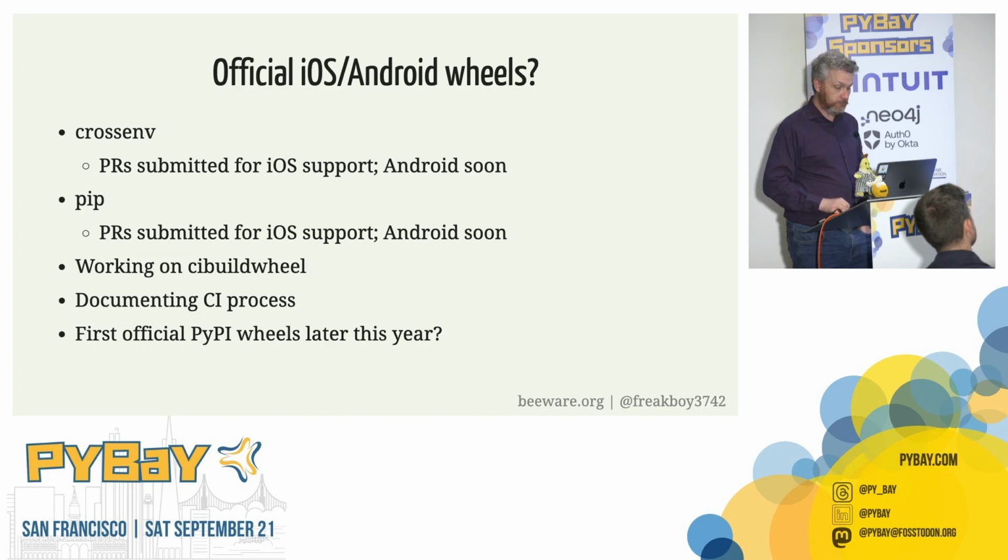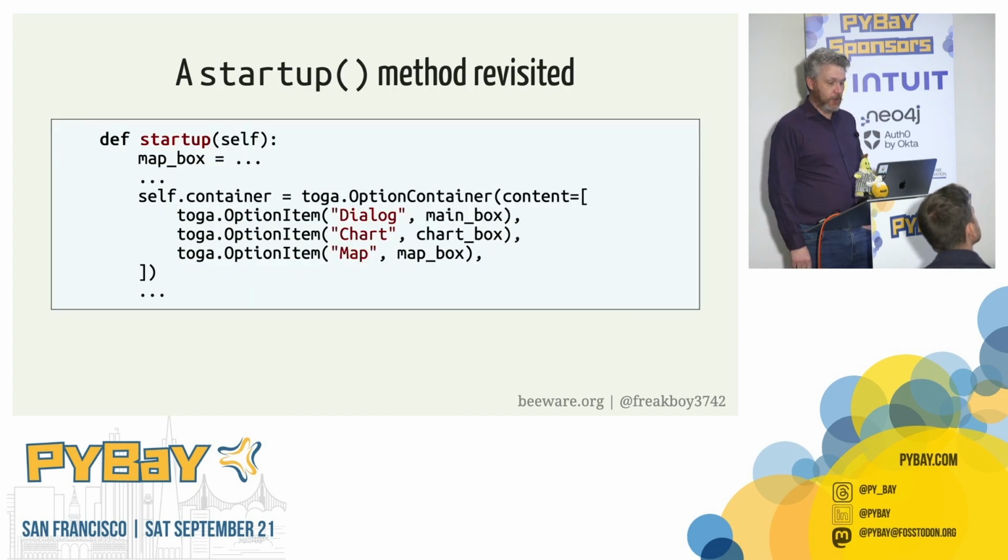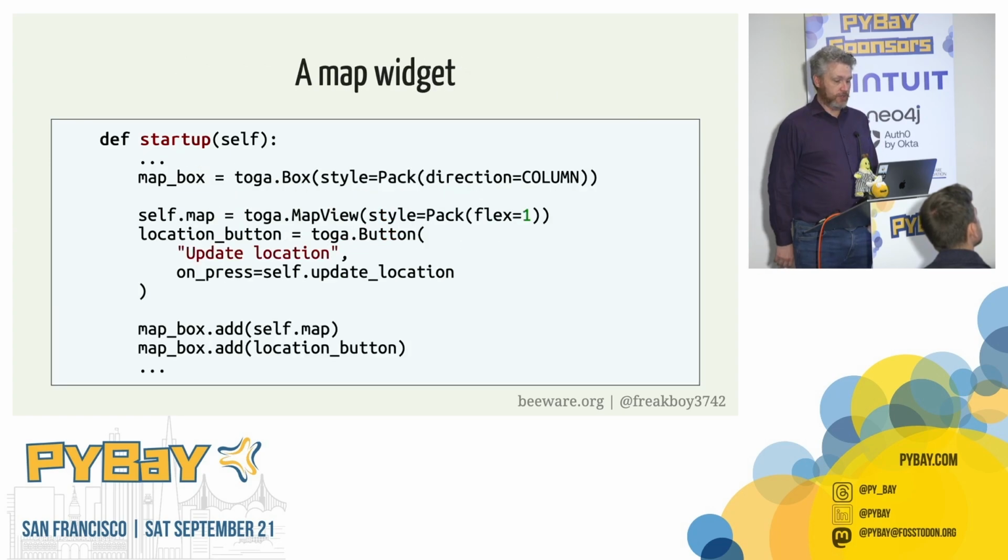All right, so we have been building an app, deploying it to mobile. We haven't really done anything interesting with the fact that we're using a mobile phone though, so let's do something interesting with hardware. Let's go back to our option container and add a third tab, this time for a map box. What's in the map box?